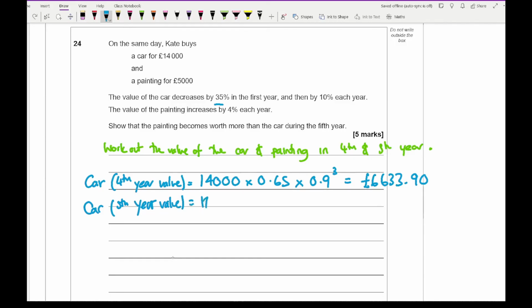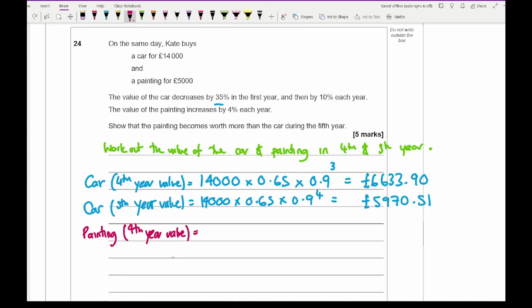Then the value of the car in the 5th year is going to be 1400 times 0.65 times 0.9 to the power of 4. Now I just want to make sure that that looks like a 3 and not a 2, so let me just write that slightly up. And if I then times that by 0.9, I get a value in the 5th year of 5970.51.